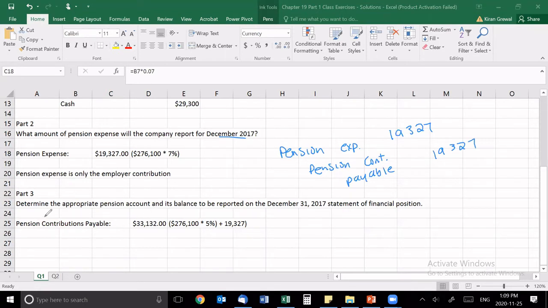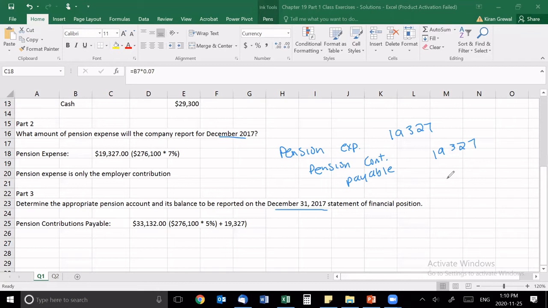Part 3 asks us to determine the appropriate pension account and its balance to be reported on the December 31st, 2017 statement of financial position. So it's saying what at the end of the year, December 31st, 2017, what basically is on your statement of financial position or your balance sheet in relation to pension. So we know that we're going to have this pension contributions payable of 19,327 for the employer contribution, employer amount. So let's see how much we have to do for the employee amount.